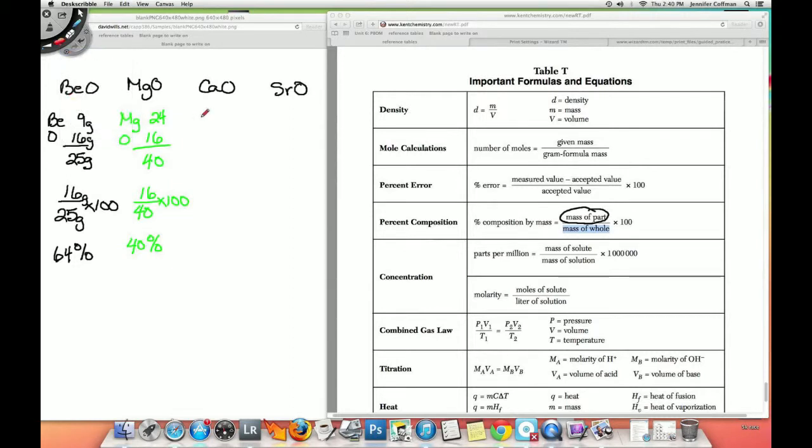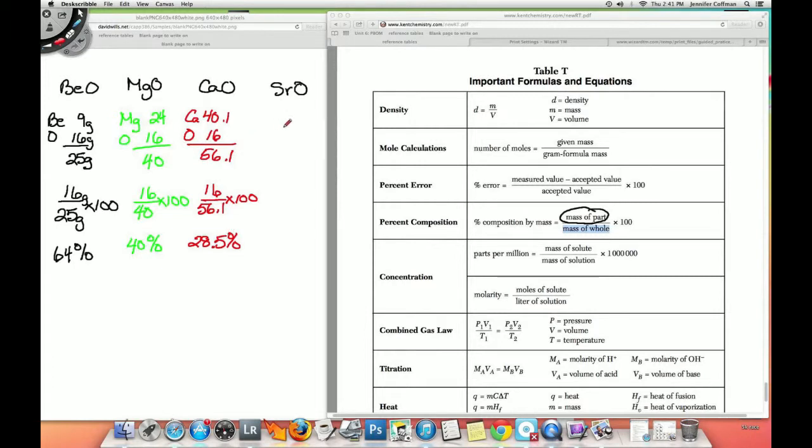Okay, let's do calcium. Calcium has, let's write it down, 40.1 as its mass. Oxygen still 16, so this is 56.1. 16 divided by 56.1 times 100. Again, my denominator is getting bigger and bigger, so my percentage is going to be getting smaller and smaller, and that's 28.5% oxygen.